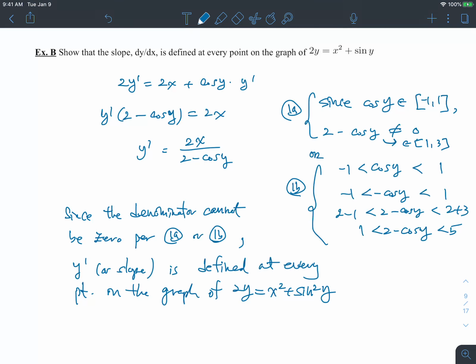Okay? In the second one, I did the same thing, except I made a boo-boo. So that had to be 1. I must have been thinking of the answer first, okay? So what you start with is that cosine of y is between -1 and 1. But then again, negative cosine of y also has to be between -1 and 1. You add 2 to everything. You end up with the fact that 2 minus cosine of y has to be between 1 and 3. So you got to justify this.